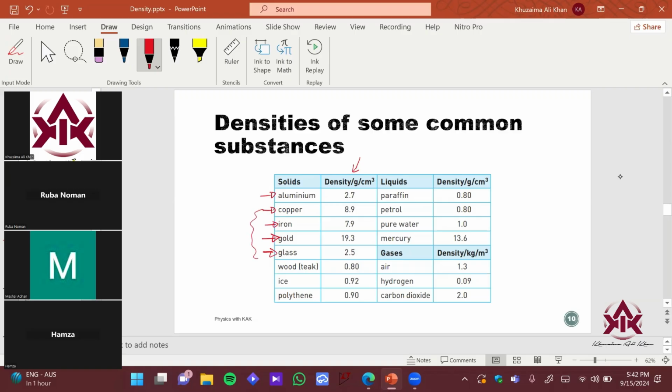डेंसिटी इसकी बहुत कम होती है. वुड की सबसे कम डेंसिटी है, ठीक है. दैट मीन्स wood is pretty less dense as compared to other substances in this particular solid branch.